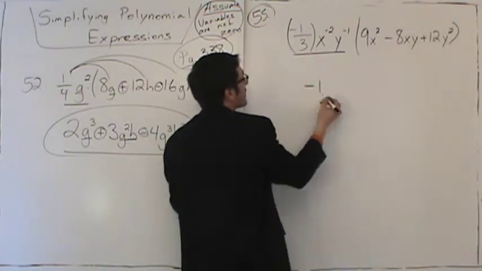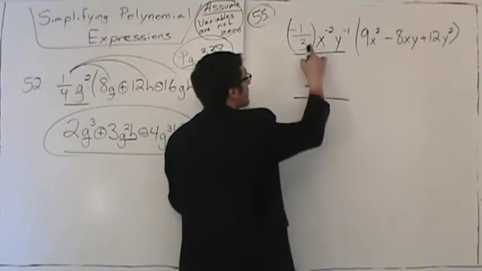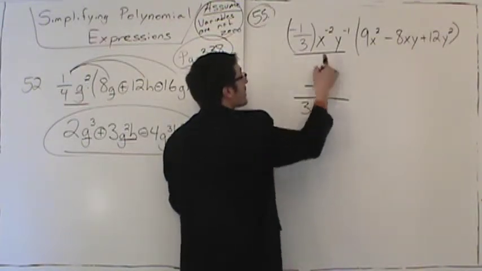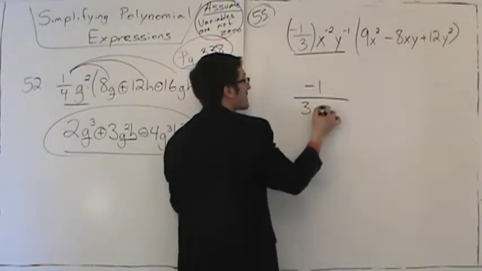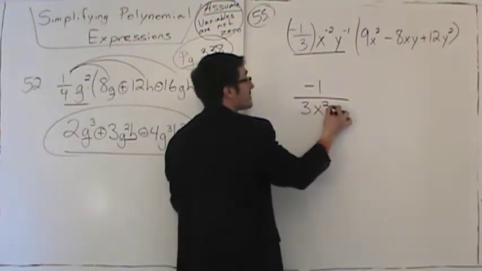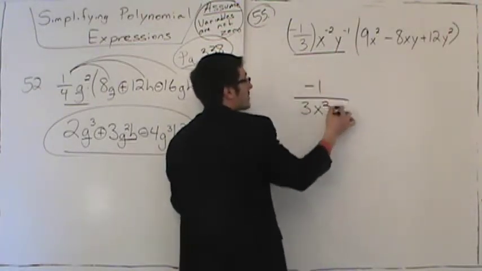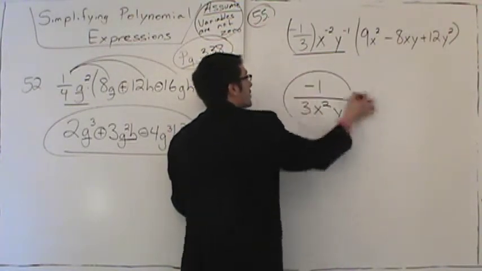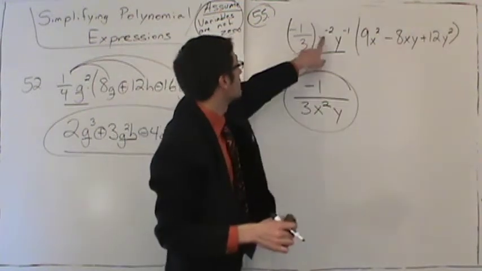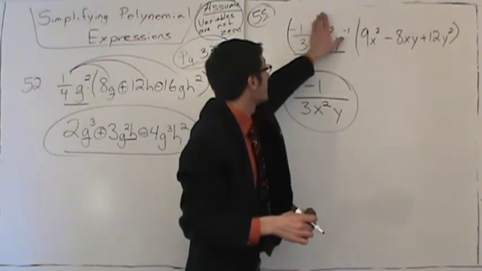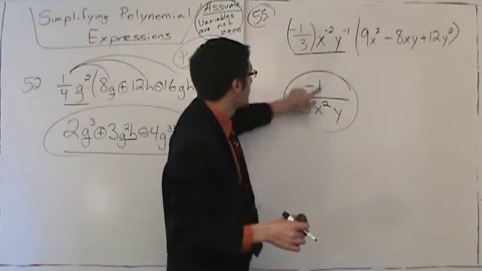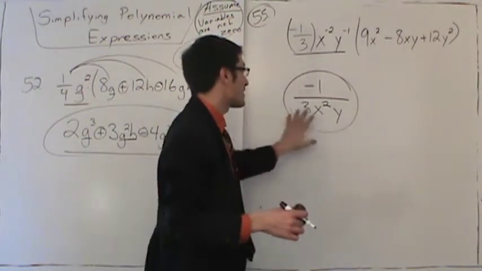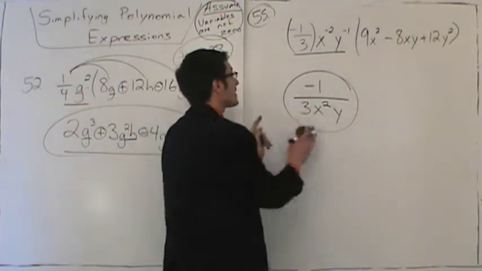This is negative 1 on top over what's on the bottom? Well, you have a 3 on the bottom. What else is on the bottom? The x to the negative 2 is on the bottom, becoming what? X to the positive 2. And y to the negative 1 moves to the bottom, becomes what? Y to the first. You're actually looking at a rational expression. When you see x to the negative 2, y to the negative 1, these are actually sitting on the bottom with positive exponents. So this is a rational expression because you have variables in the denominator.